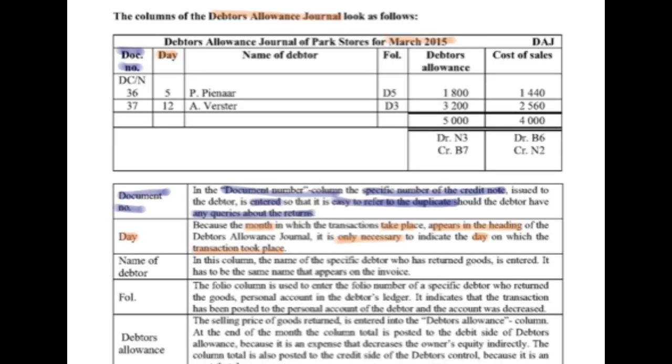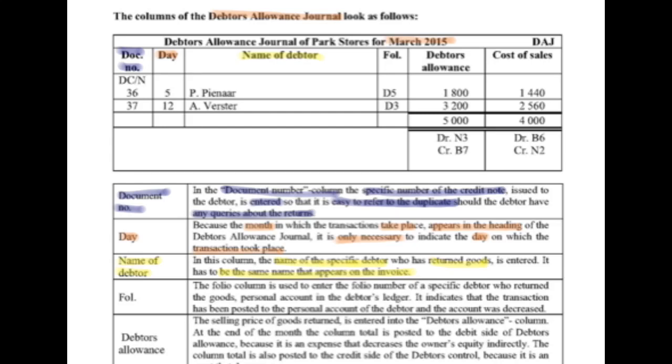Our third column is then the name of the debtor. So name of debtor, in this column, the name of the specific debtor who has returned the goods is entered. It has to be the same name that appears on the invoice, and also it needs to be the same name that I would take this entry to in my debtors ledger.